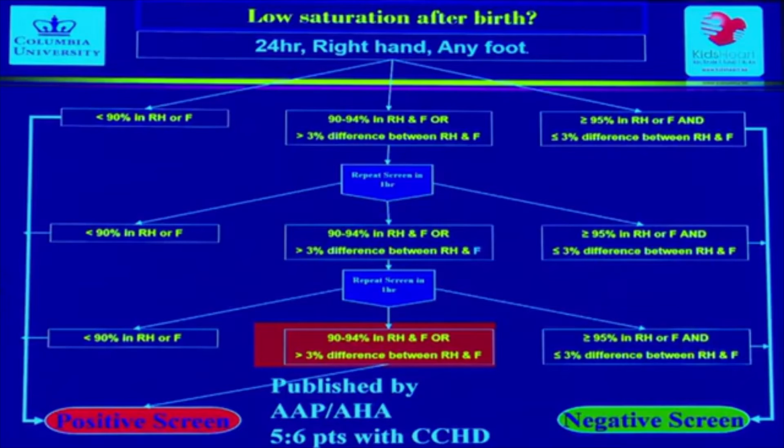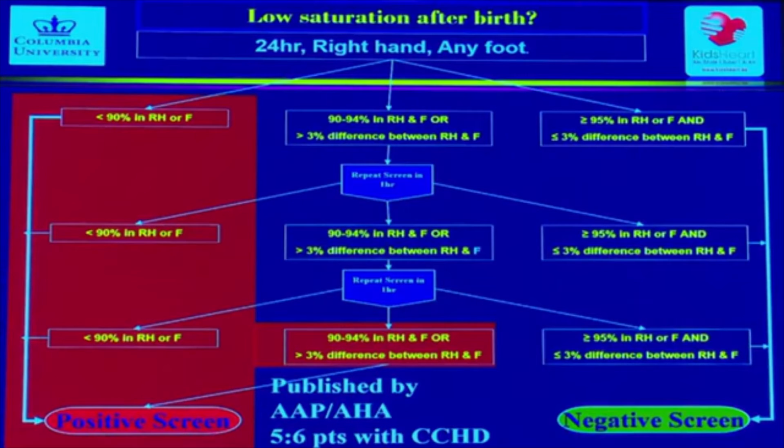Of course, this is just one of the things that we do, but we are missing the physical exam, which is not added to this slide. But from this slide, as you see, the first one is the red line. At 24 hours, you check the saturation. It's mandatory right now to check the saturation, and I'm sure you're all aware that every baby after birth, we have to check their saturation.